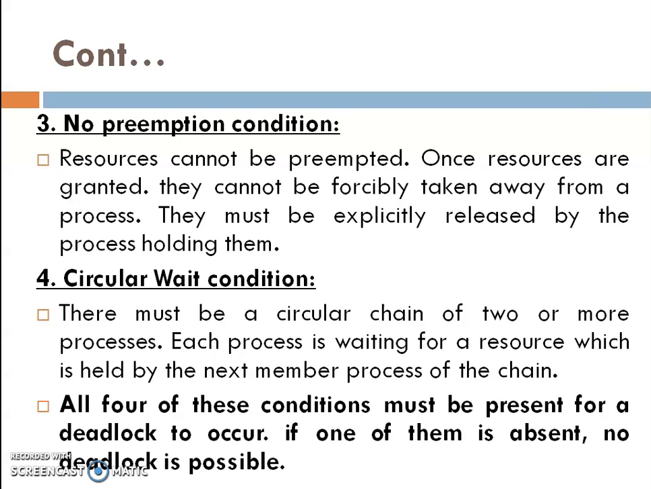Then last condition, circular wait condition. There must be a circular chain of 2 or more processes. Each process is waiting for a resource which is held by the next member process of the chain. All 4 of these conditions must be present for a deadlock to occur. If one of them is absent, no deadlock is possible.